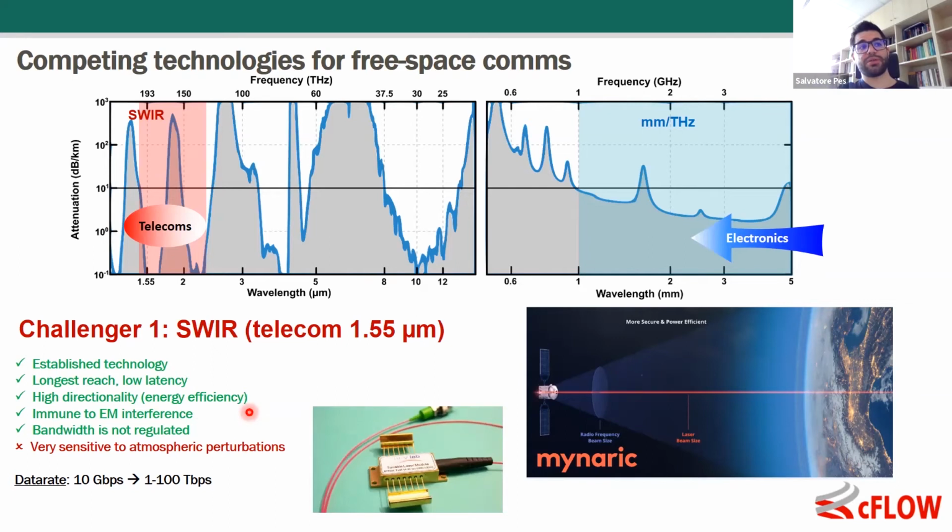Concerning the data rates, we have systems working nowadays at 10 gigabit per second, even if there are demonstrations at the research level of 1 terabit, and the 100 terabit landscape could be achievable with this technology. An example is the Mynaric constellation project, which is using this technology.